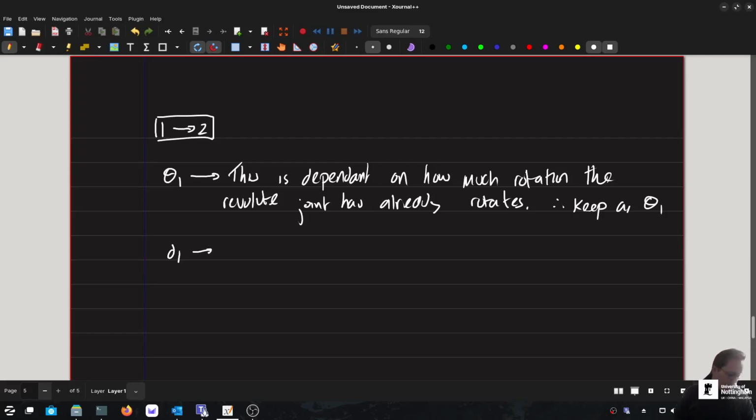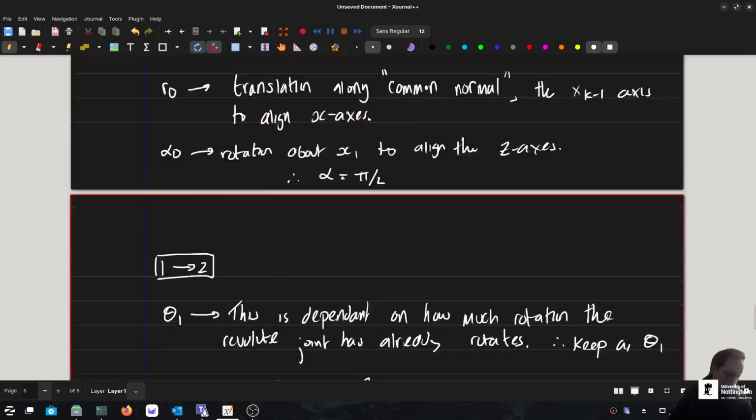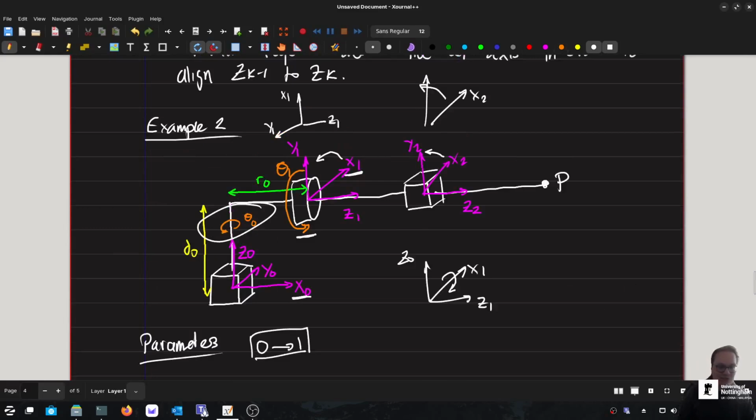D1. So D1, again, is exactly the same as the translation along Z1 to align the x-axes. Oops, missed that. X-axes, I should probably say. So, if we go along here, you can see, what colour should I use here? Let's use yellow again. D1 is going to be this length here. Nice and straightforward.